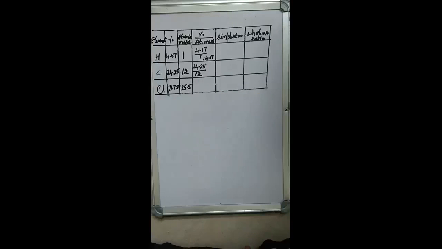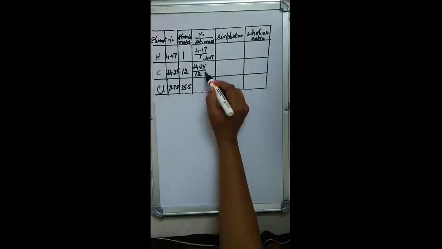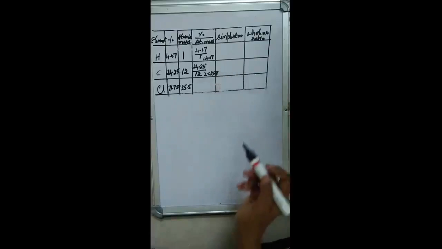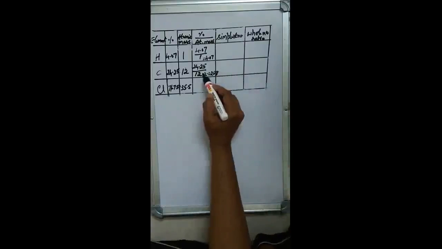24.25. With the help of a calculator, do the calculation. So what is the answer you will get? Have you tried? Okay, so the answer is 2.020. After the point, how many digits should you write? 4 digits you should write. So I will write one more, 2.0208. Okay, this is the answer.